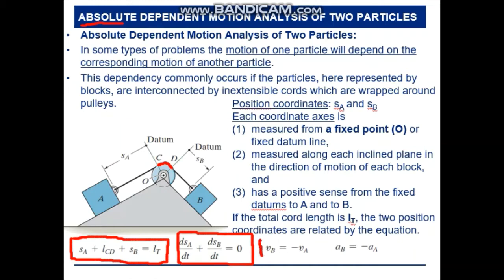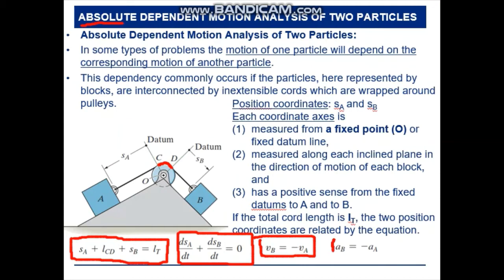Which means velocity A is equal to minus velocity B. If I pull block B in the negative direction, on the downside, block A is going to go to the upside, so it is going to be in the positive direction. So they are going to be in opposite directions to each other.